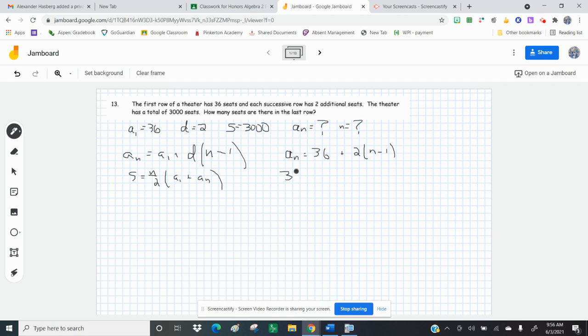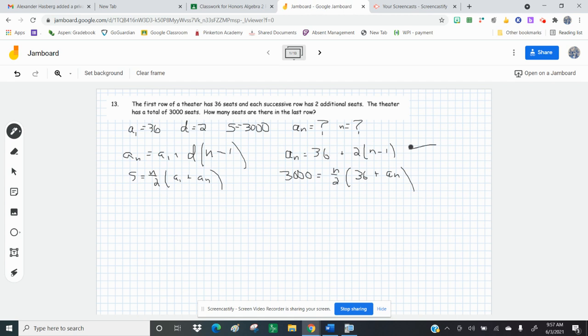The sum is 3,000. And I don't know n, so we'll keep that a variable, n over 2. A1 we know is 36. And again, I don't know an, so I'll leave that as a variable. So now if we step back and take a look at our two equations here, we can see that we have 2 equations and 2 variables. So now we know that we can solve this.